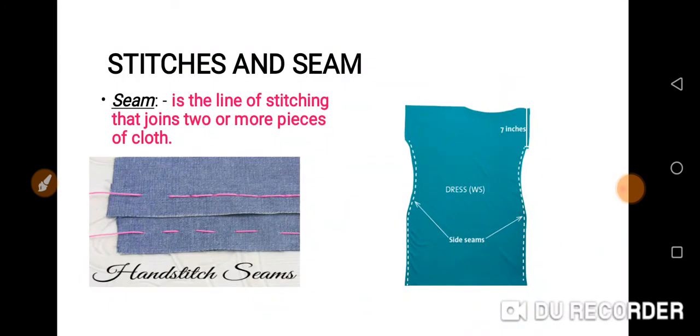Then when you talk about seam, seam is the line of stitching that joins two or more pieces of cloth. Like these are seams, as you can see on the screen. And if you look at this properly, you can see it. Seam is the line of stitching that joins two or more pieces of materials together.